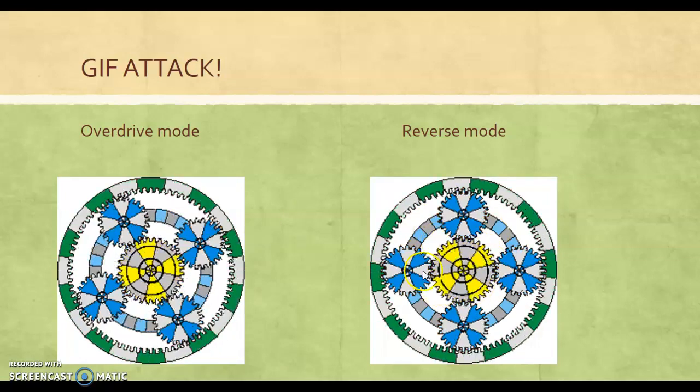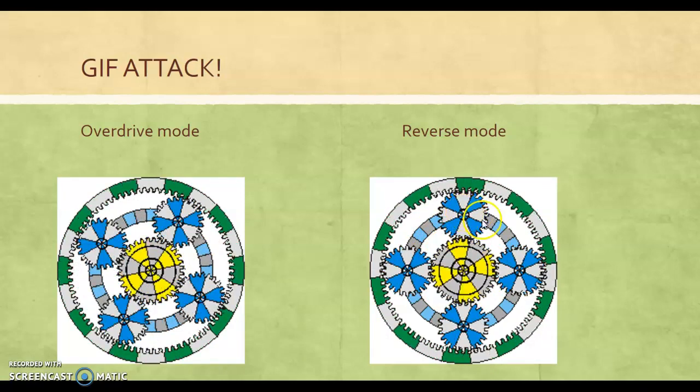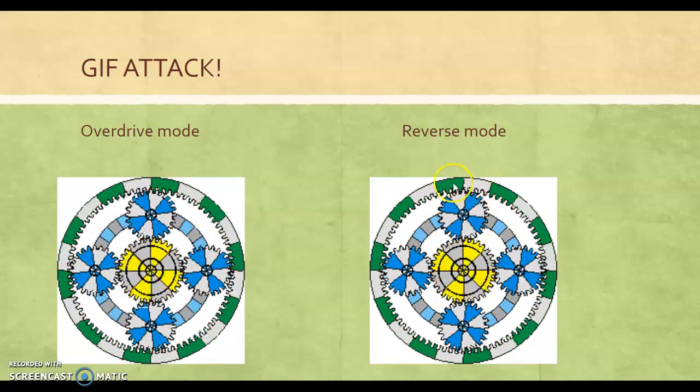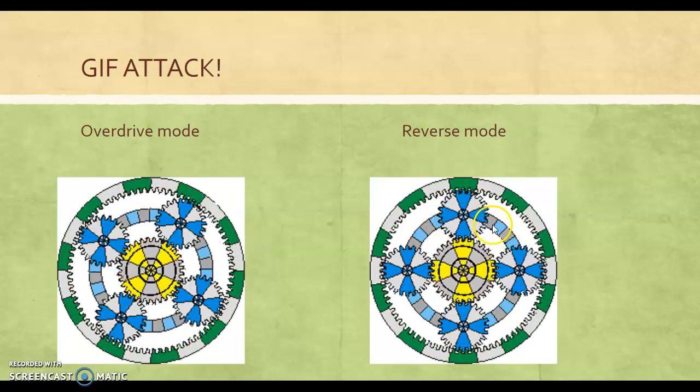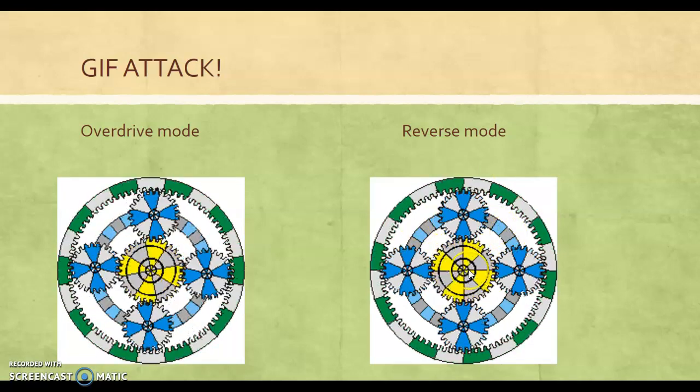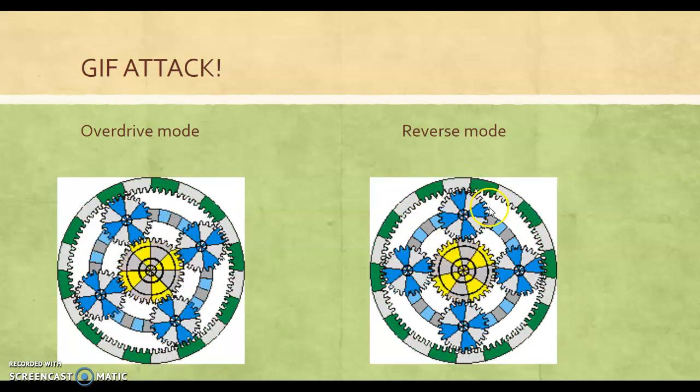ICE is off, the sun gear turns the other way, pivots these pinions on the planetary carrier, which pushes the ring gear backwards, hence our reverse mode. Now the ICE can turn on in reverse mode, but MG1 will just have to spin much faster for it to go in reverse.